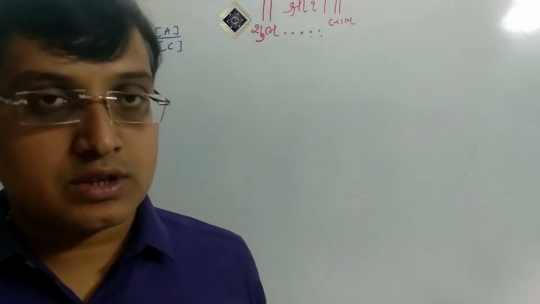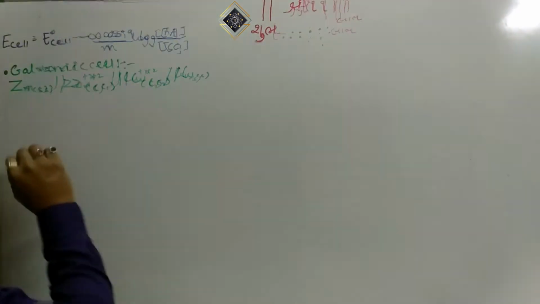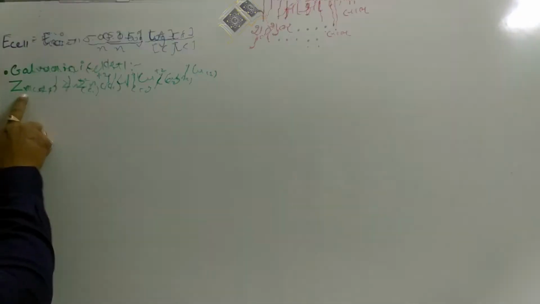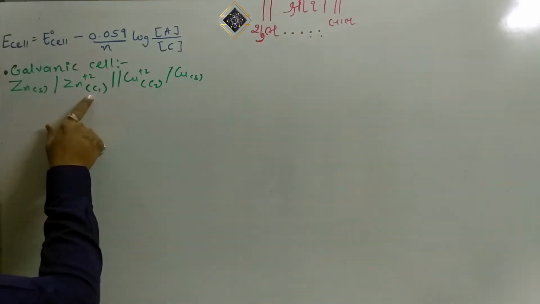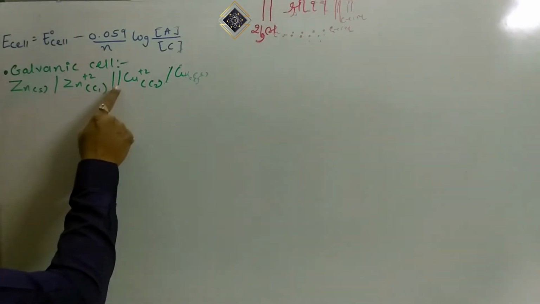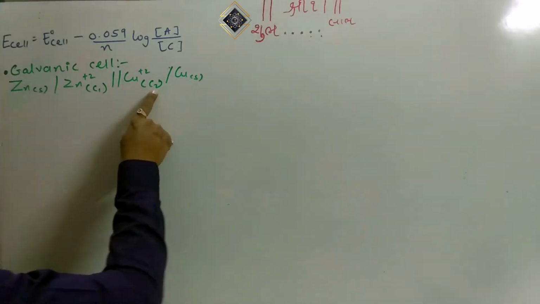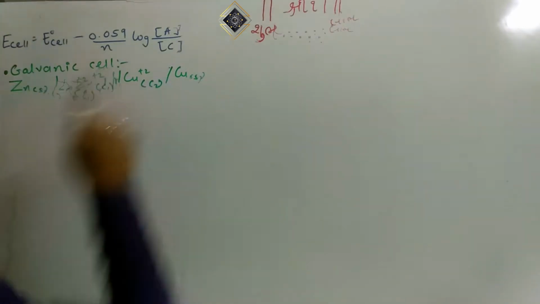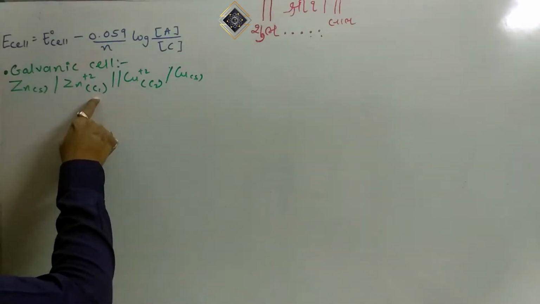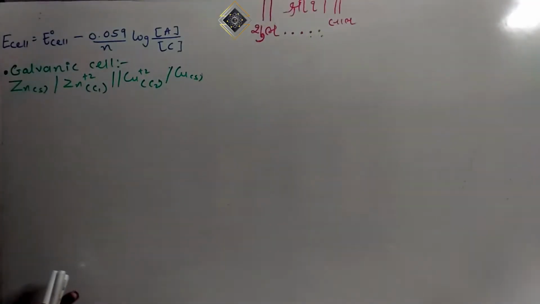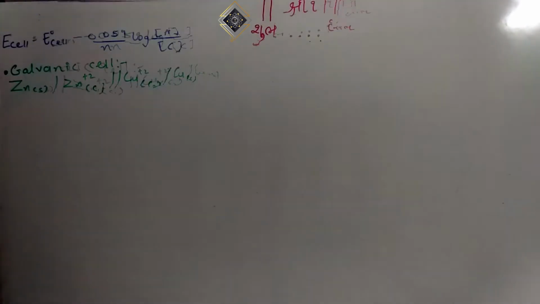Clear? Now just give attention, everyone. In the galvanic cell we have Zn solid slash Zn plus 2, the concentration of Zn plus 2 is C1, double slash Cu plus 2, concentration of Cu plus 2 is C2 slash Cu. In your exam, they will give you data supposed to be 0.5 molar, 0.3 molar like this. Okay, so how can we apply this formula and which are the steps to calculate the non-standard cell potential?